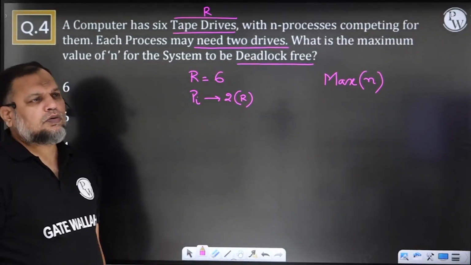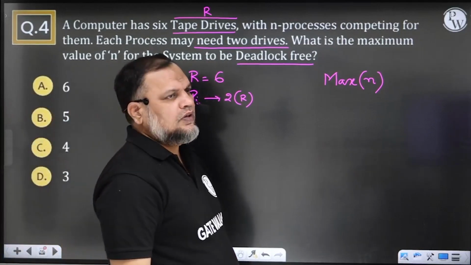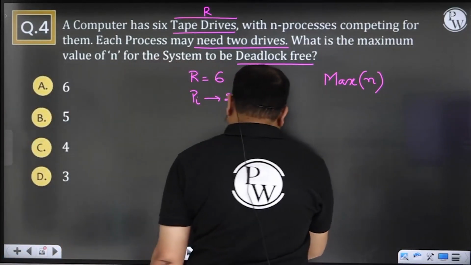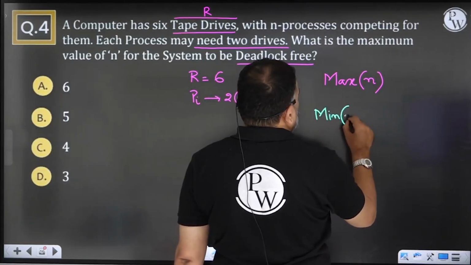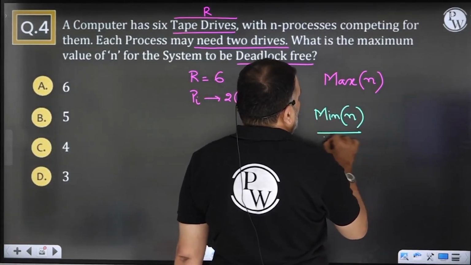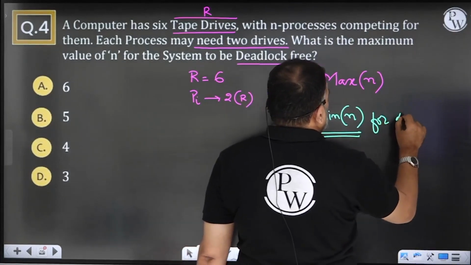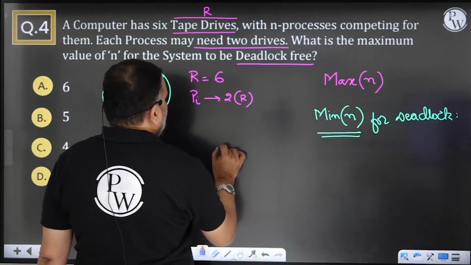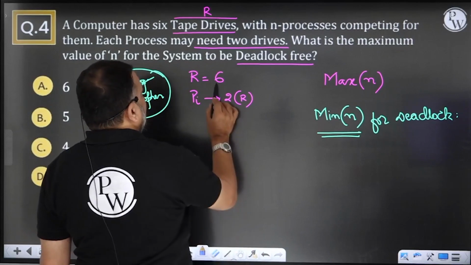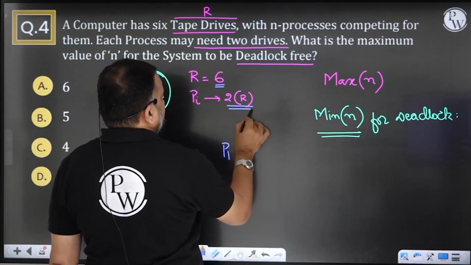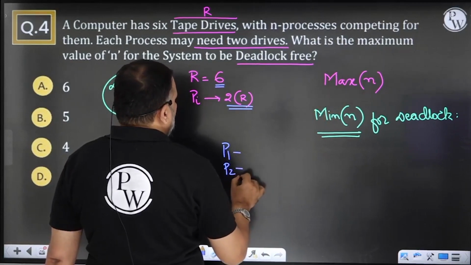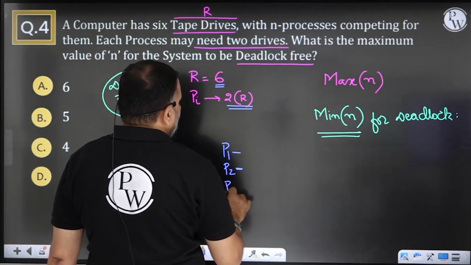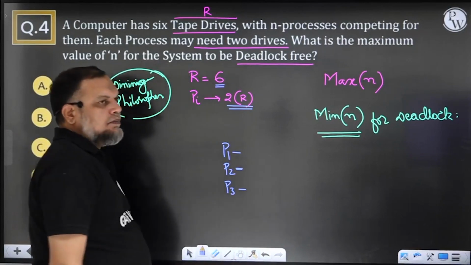For answering that question, listen to me boys and girls, I will ask another question. What is the minimum value of n for deadlock to happen? Suppose I have one process, can a deadlock happen? No, I have 6 copies, one process, each process needs 2 copies, deadlock can never happen. 2 processes, can deadlock happen? No sir, it can never happen. 3 processes, can it happen? No sir, it can never happen.